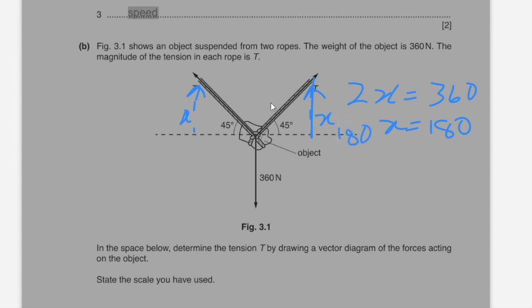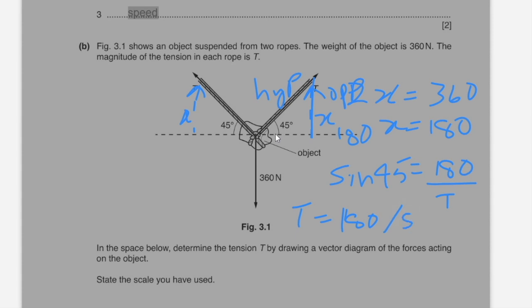Now we want to know the size of T. So we have an angle, its opposite side, and the hypotenuse is required. So sine 45 is equal to opposite, which is 180, divided by the hypotenuse, which is T. So T is going to be equal to 180 divided by sine 45, and so T is equal to 254. I'll round it to two significant figures, and so it becomes 250 newtons.